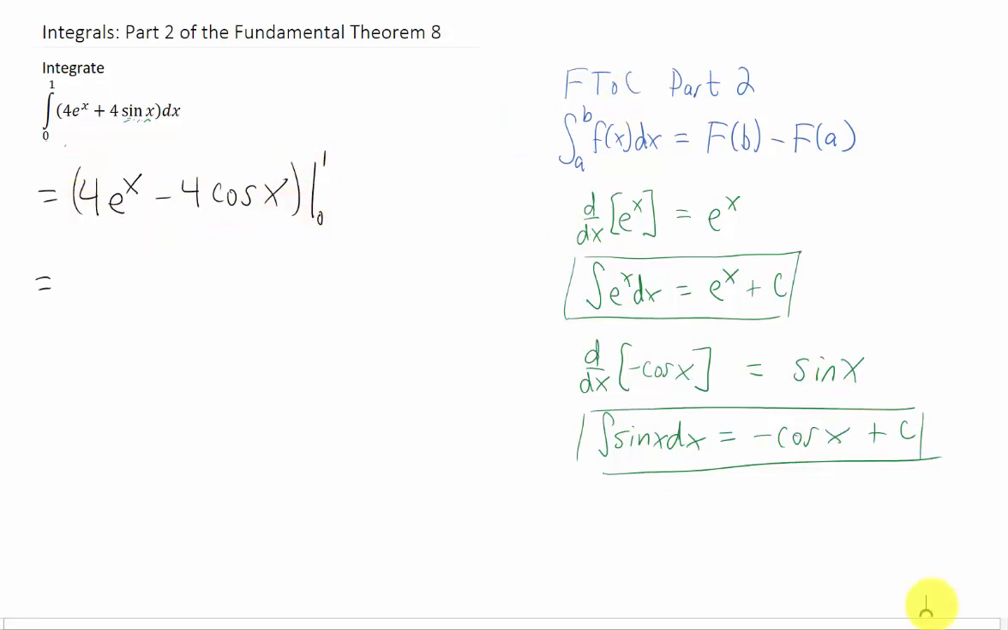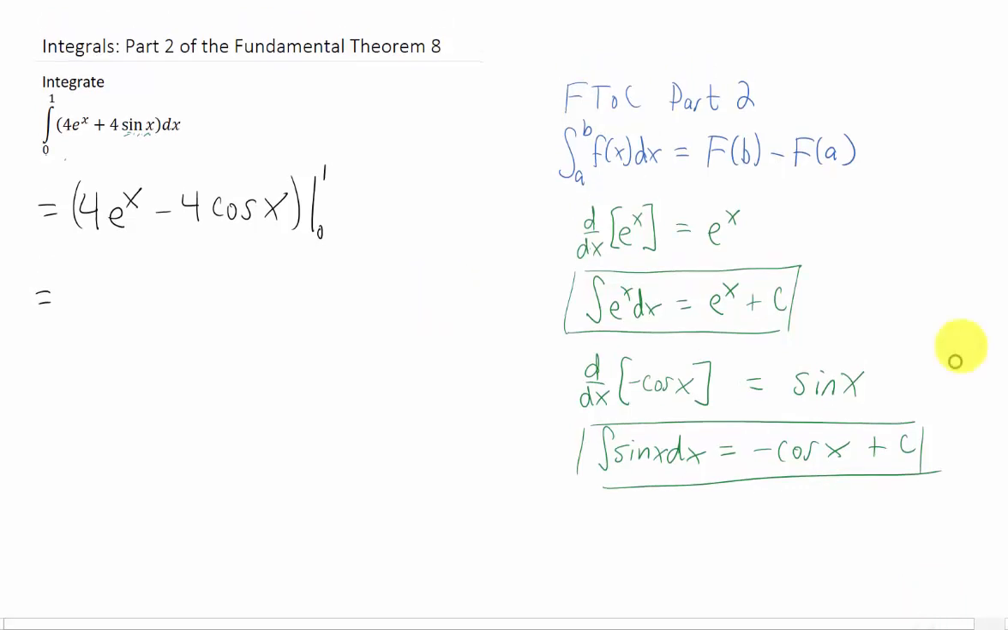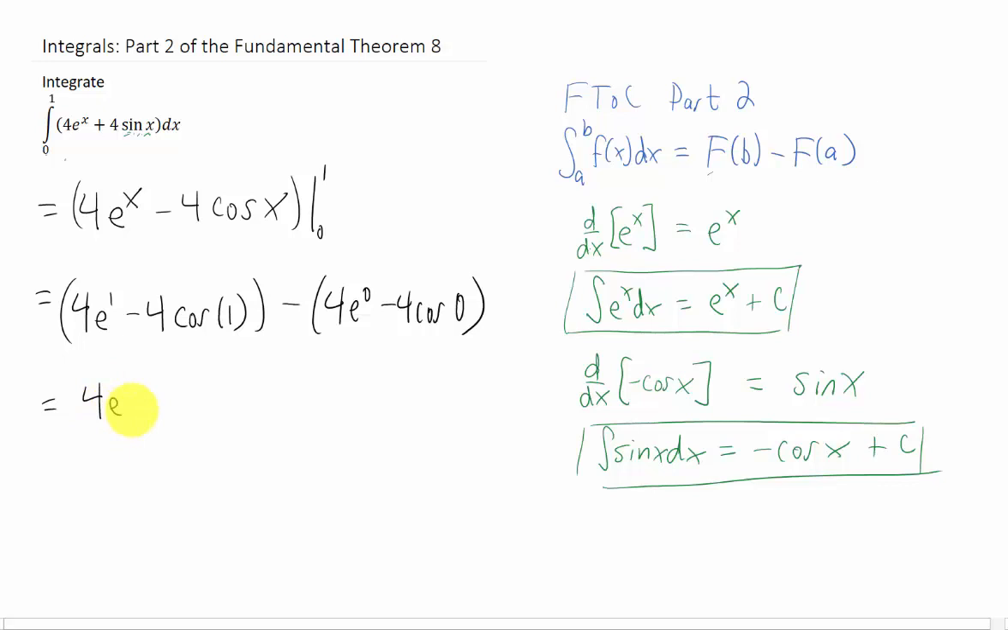Now, the fundamental theorem of calculus tells us that we should plug in our upper limit of integration first into our antiderivative, and then subtract and plug in our lower limit of integration. So let's do it. A little bit of simplification. E to the first power is just e. I don't know what cosine of 1 is. We're just going to call it cosine of 1.